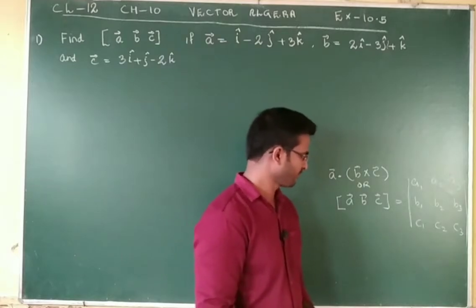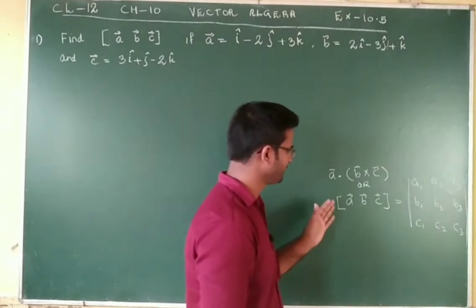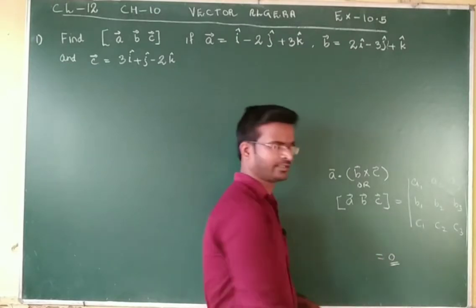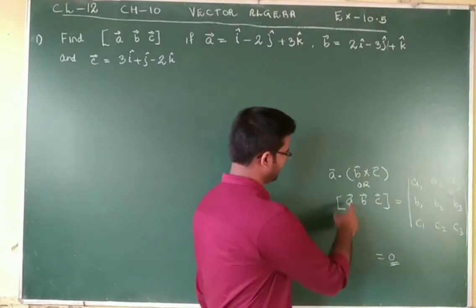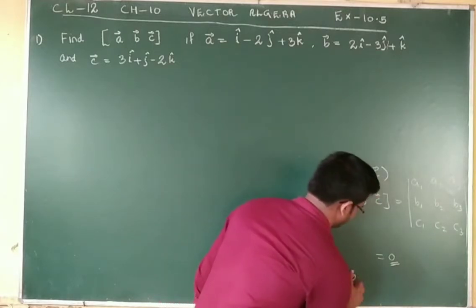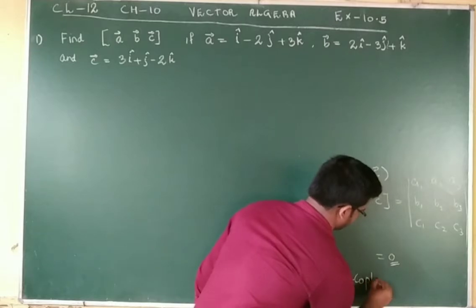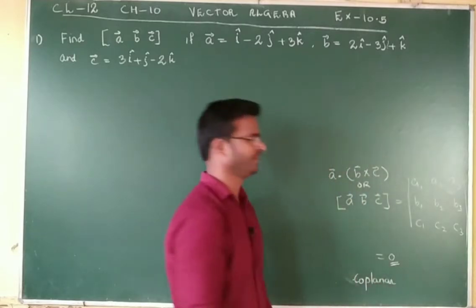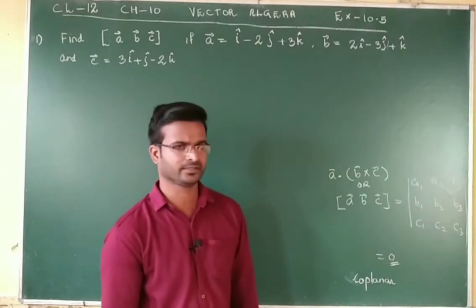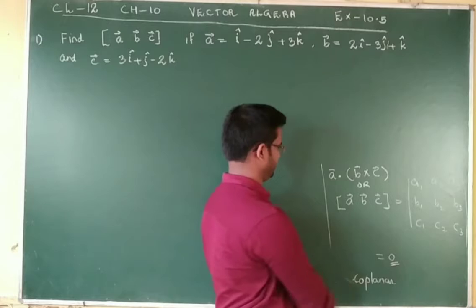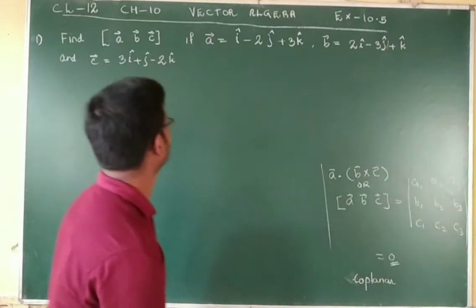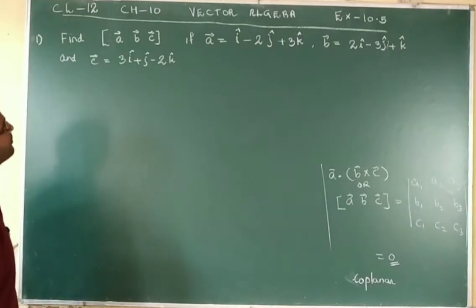Then, if you find the scalar triple product and the answer is 0, then we can say this A vector, B vector and C vector are coplanar, that is, three vectors in the same plane. These are the concepts we will use in this exercise. Now we can see question number 1.